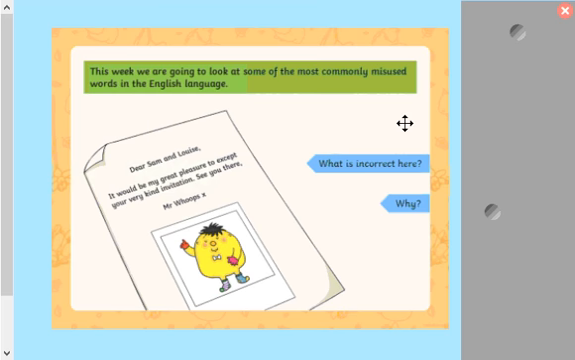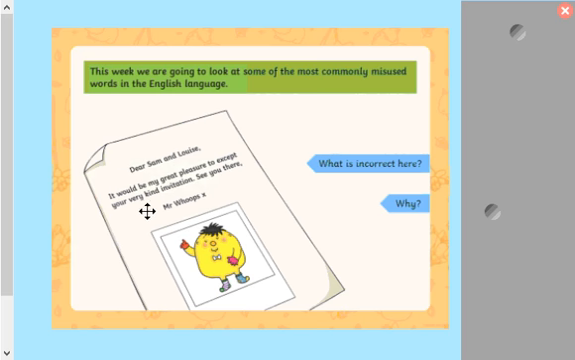So as the slide says, this week we're going to look at some of the most commonly misused or misspelt words in the English dictionary. What I want you to do, I'm going to ask you to look at what's written on this piece of paper, and I want you to see whether there's something that might be incorrect there. And if there is, could you have a little think about what might be wrong? If you press pause now and play when you're ready to continue.